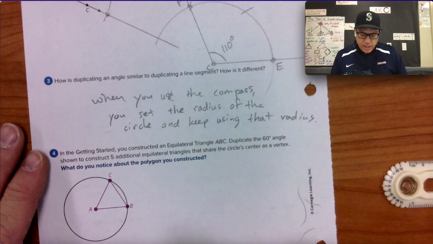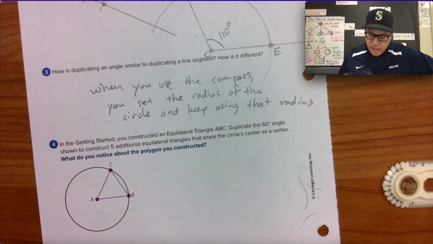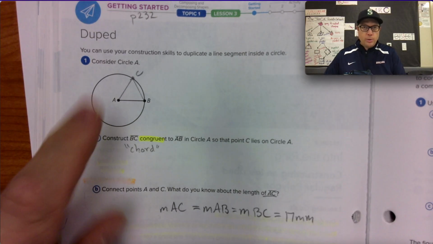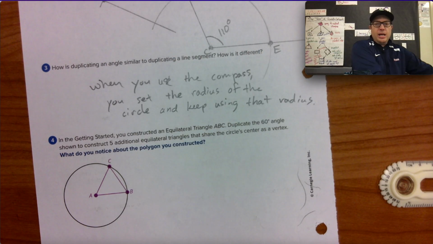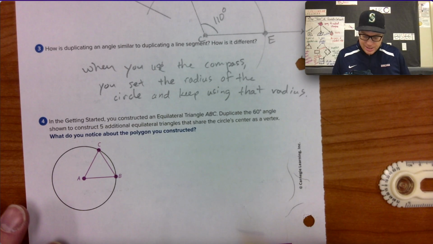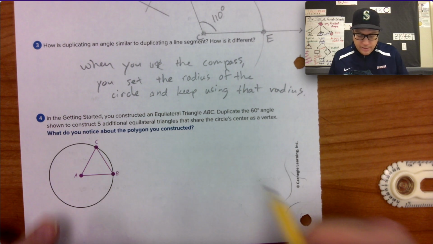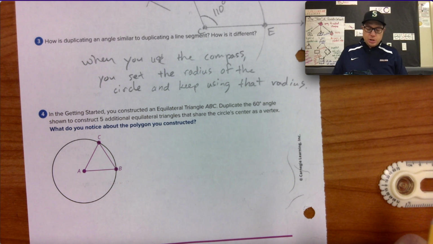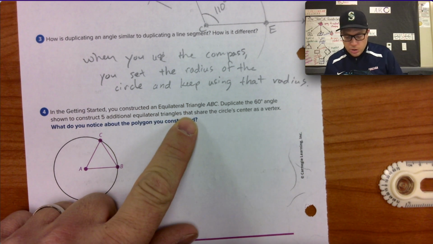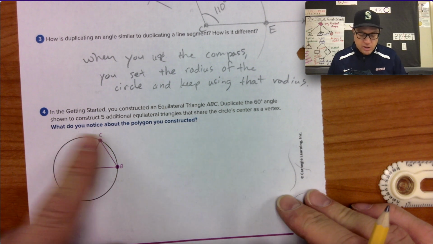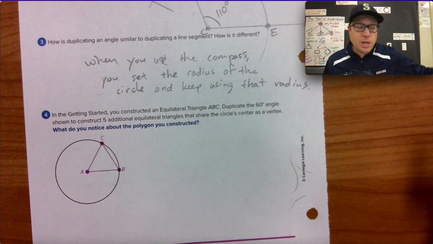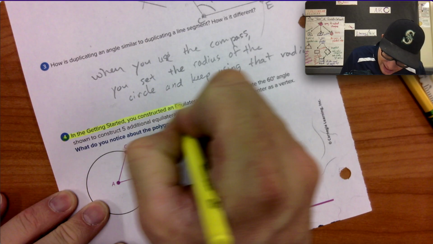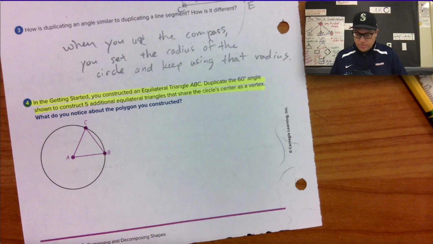We're not measuring in inches, we're not measuring in centimeters, we're measuring in the radius of whatever circle that you're creating. In the getting started, you constructed an equilateral triangle, ABC. That's what we did on page 232. Duplicate the 60-degree angle shown to construct 5 additional equilateral triangles that share the circle's center as a vertex. All right? By the way, test question. Highlight number 4. This is a test question. Okay? We'll leave it at that.